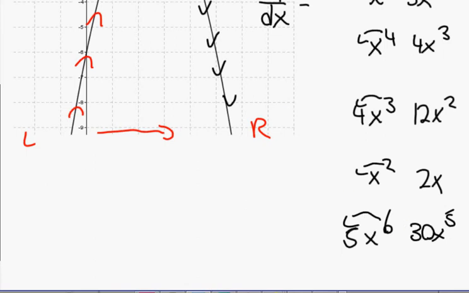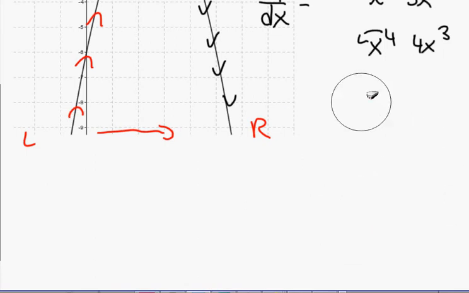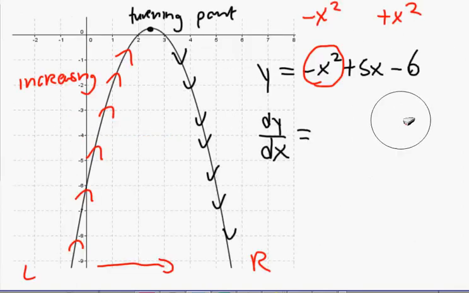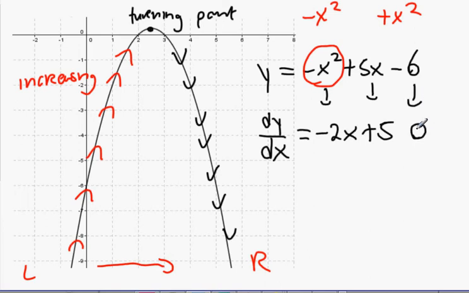Now, here's what you need to know. Once you've figured all this out, once you know how to differentiate, which everybody seems to know, the next thing is remembering what means what. So for example, when you differentiate minus x squared, you get minus 2x. When you differentiate 5x, you get plus 5. Now, that's the formula, and the 6 turns to 0, which doesn't need to be included. This is your formula for the slope of the line.